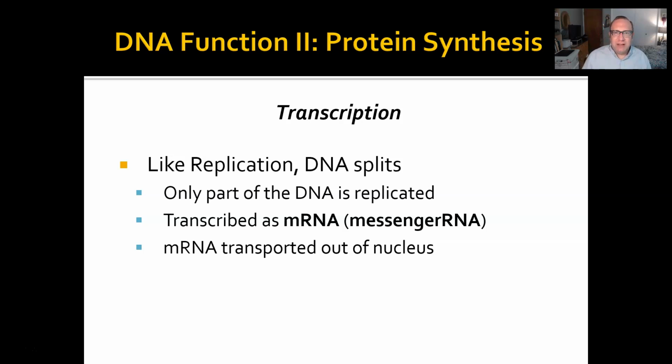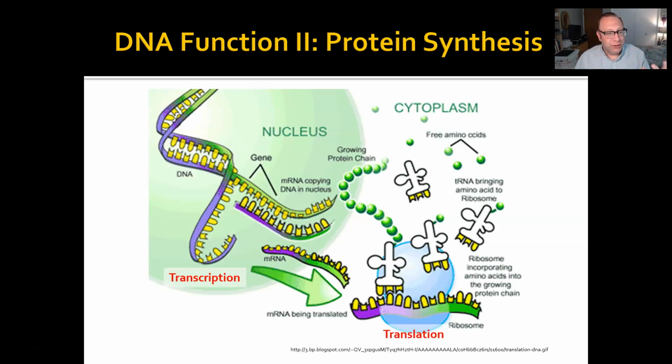Transcription starts off a lot like replication, right? The DNA sort of uncoils and splits, but it only splits in a part. It doesn't split all the way. So just that gene kind of splits apart, right? And then an enzyme comes in that assembles a piece of RNA based on that template of the gene, okay? That RNA then gets transported out of the nucleus, and that's where translation will occur.